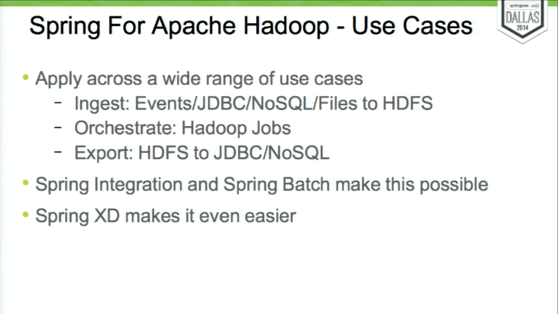So the range of applications is pretty wide. You have the ingest, where you can stream in events, you can read from JDBC, or you can write to JDBC too. So NoSQL, you have files, and we have the jobs for orchestration. We pretty much rely on Spring Batch. And export from HDFS to JDBC, NoSQL. And a lot of the features that we use in Spring for Apache Hadoop are based on Spring Batch and Spring Integration features, and they all kind of work together.